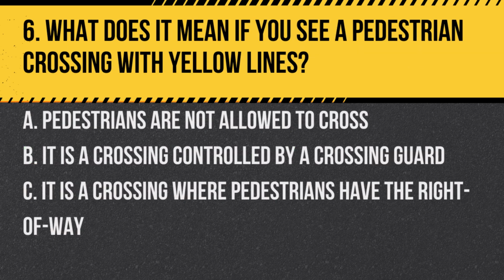Question 6. What does it mean if you see a pedestrian crossing with yellow lines? A. Pedestrians are not allowed to cross. B. It is a crossing controlled by a crossing guard. C. It is a crossing where pedestrians have the right of way. Answer. C. It is a crossing where pedestrians have the right of way. Drivers must yield to pedestrians in these crossings.